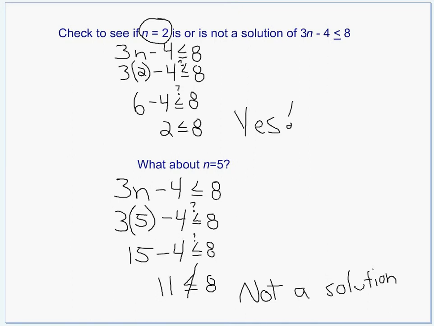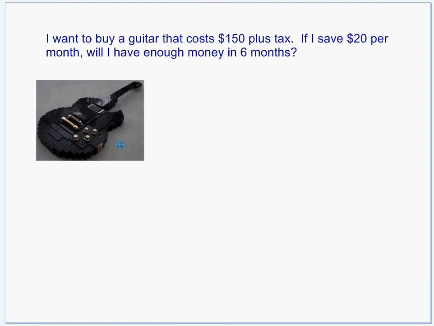Okay, well, I would like to buy this guitar. Isn't that a cool guitar? It's made out of Legos, and it really works, too. I bet they have it on eBay. Alright, well, I want to buy this guitar. My daughter would love it. Maybe I could take some Legos and put the Beatles on there or something like that. She'd really like that.